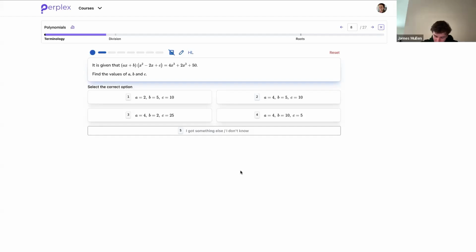All right, let's go over this. So I'm going to expand what I have on the left-hand side, and I'm going to end up with ax cubed, and I'm going to have minus 2ax squared, sorry, plus acx, then plus bx squared minus 2bx plus bc, all equal to, I'm putting a triple equal here because it's equal for all x, 4x cubed plus 2x squared plus 50.